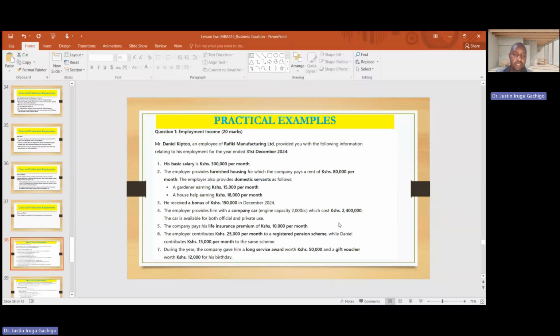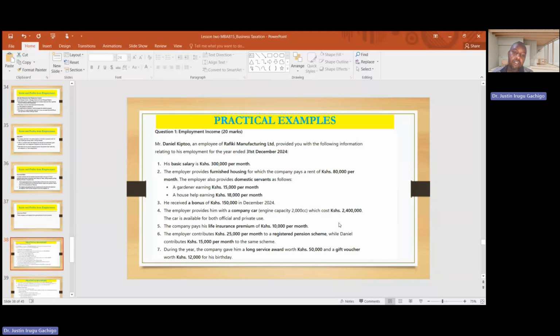He received a bonus of Kenya shillings 150,000 in December 2024. The employer provides him with a company car with a capacity of 2,000 cc, costing 2.4 million. The car is available for both official and private use. That's very important information. The company pays his life insurance premium of Kenya shillings 10,000 per month.